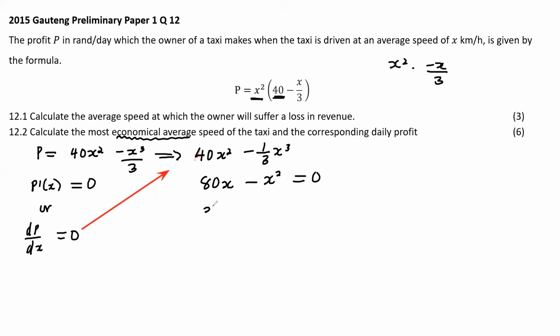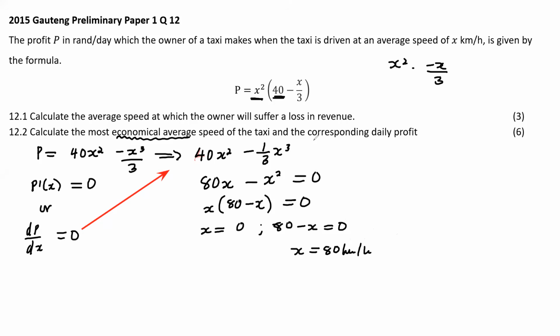Then now I need to solve for x. There you are. That's 80 minus x is equal to 0. That means x is economical at 0 kilometers per hour, which doesn't make sense because the taxi won't be moving. 80 minus x is 0. That means the most economical average speed is 80 kilometers per hour. It's only when we're moving at 80 kilometers per hour that we are at the most economical average speed.